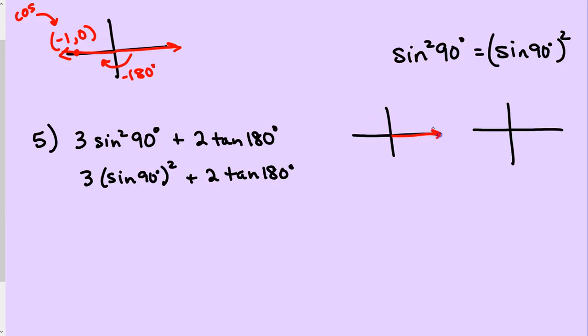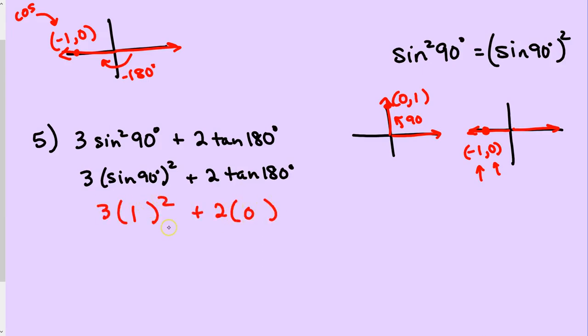So we draw a little picture for 90 degrees. Sine would be the y coordinate, and this is the point 0, 1, so the sine of 90 is 1. And then for 180, this point has coordinates negative 1, 0. Tangent is y over x, 0 over negative 1 is 0. So we're finding 3 times 1 squared plus 2 times 0, and that's going to be 3.